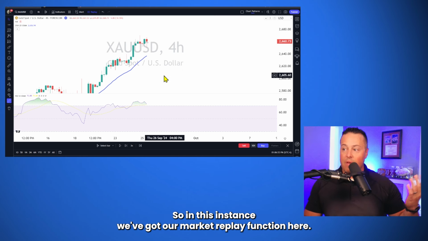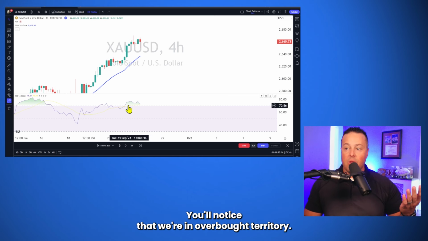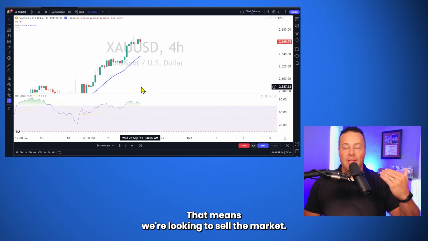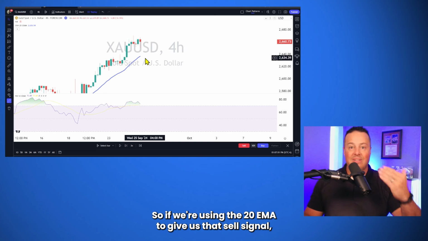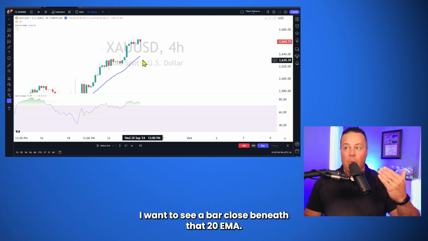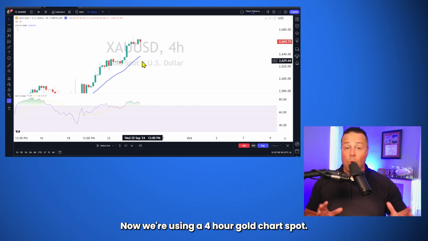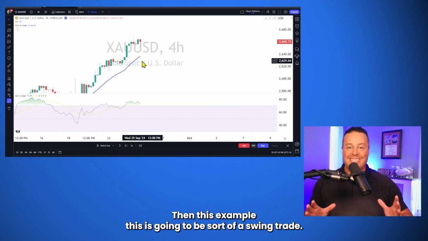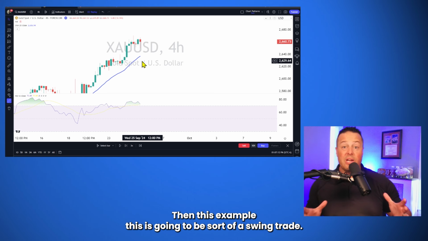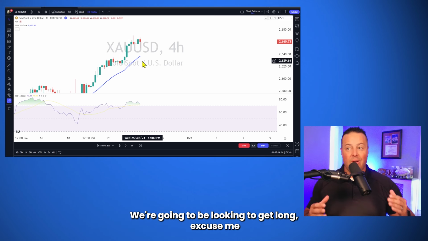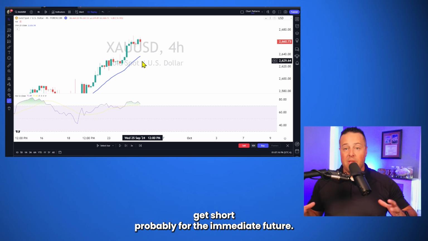So in this instance, we've got our market replay function here. You'll notice that we're in overbought territory. That means we're looking to sell the market. So if we're using the 20 EMA to give us that sell signal, I want to see a bar close beneath that 20 EMA. Now, we're using a 4-hour spot gold chart. In this example, this is going to be sort of a swing trade. We're going to be looking to get short probably for the immediate future.